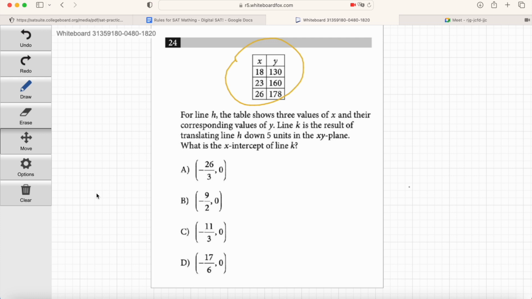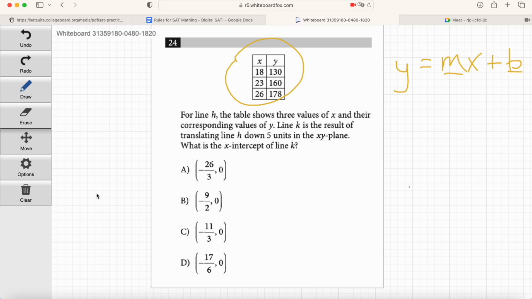And so we can use that. We can figure out what the slope of that line is in y equals mx plus b terms. We've talked about y equals mx plus b. You're familiar with that? Yeah, where m is the slope and b is the y-intercept. Once we know the slope, we can calculate the y-intercept pretty easily. But then line K isn't the same. Line K is translated down 5 units, so we're going to have to shift that down 5 units. Once we do that, I think we can figure out the y-intercept and therefore the x-intercept as well.